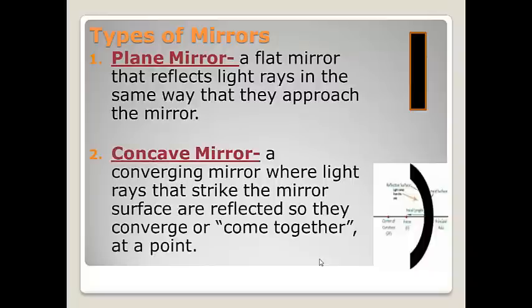A concave mirror is a converging mirror where light strikes the mirror and is then reflected so the rays converge, or come together, at a single point. For now, we're going to focus just on the plane mirrors.